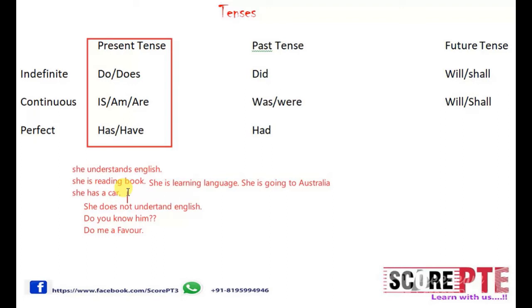One another example: "He has donated all his belongings."